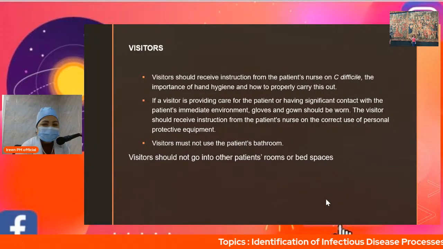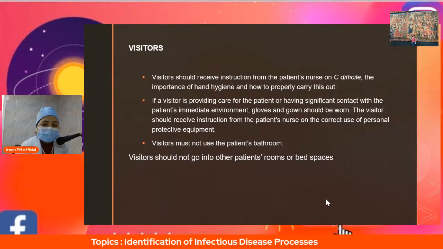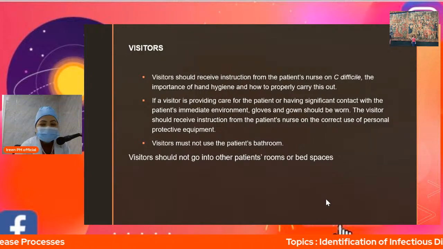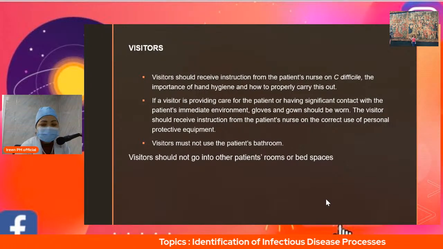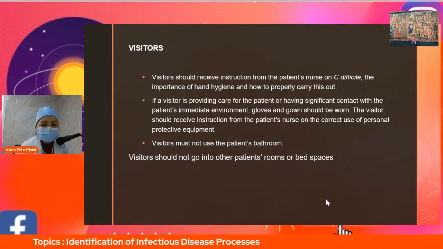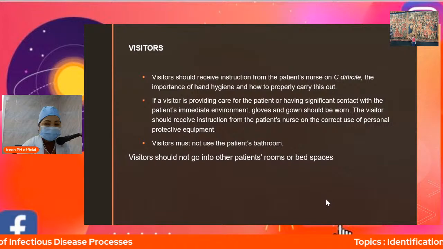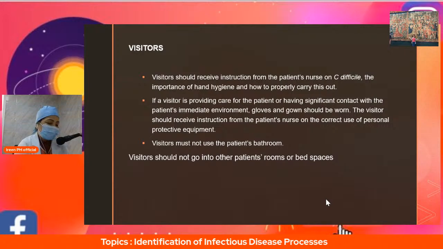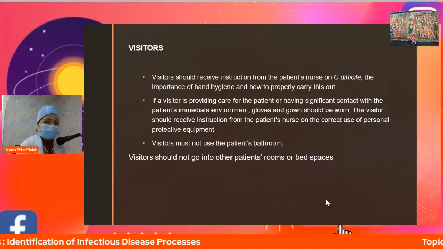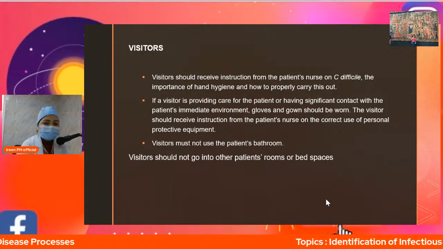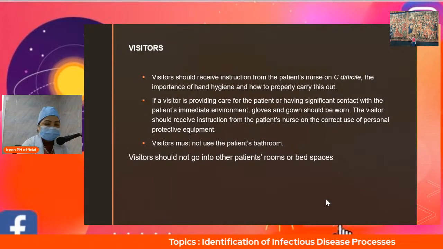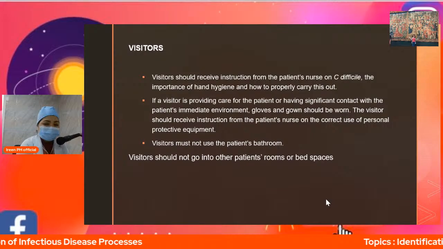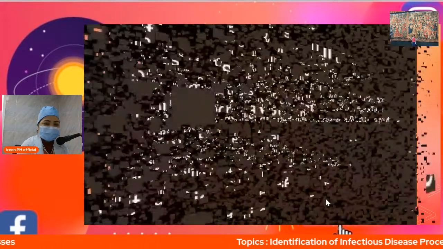Okay, the visitors. Visitors should receive instruction from the patient's nurse or the infection prevention and control lead on the importance of hand hygiene and how to properly carry this out. If a visitor is providing care for the patient or having significant contact with the patient's immediate environment, gloves and gowns should be worn. What will they wear as PPE? The gloves and gown, and mask. Visitors should receive instructions from the patient's nurse on the correct use of PPE. Visitors must not use the patient's bathroom, and visitors should not go into other patients' bed spaces.